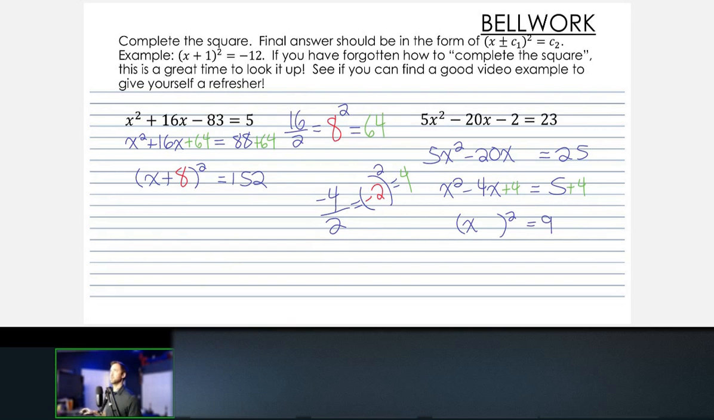Now, the number we're going to use is when you split it. So when we take that negative 4 and you cut it in half, negative 2, again, that's the number that goes here. So I will write that in red. So x minus 2. All right. And then that's it. That's their final answer. X minus 2 quantity squared equals 9.